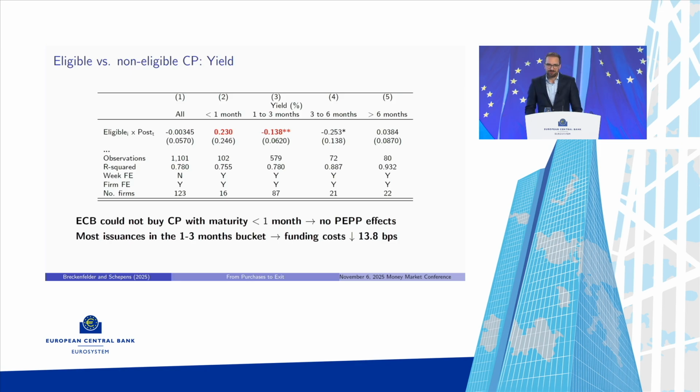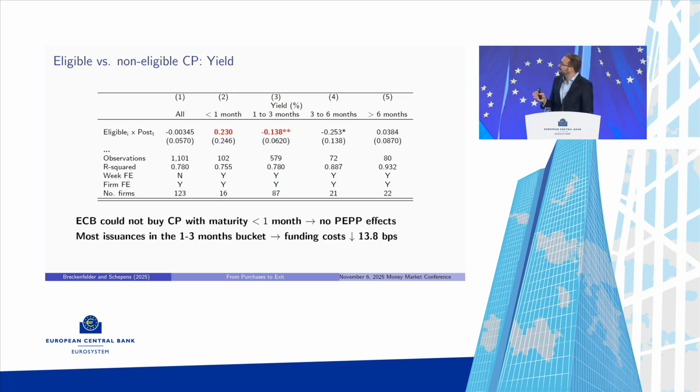Also important is, of course, the yield. Did it have an impact on the yield? Let me start with column 2, where we look at commercial paper below 1 month. And we do not find a significant effect. And in fact, this is not surprising, because the minimum requirement was 30 days. So these were not eligible.